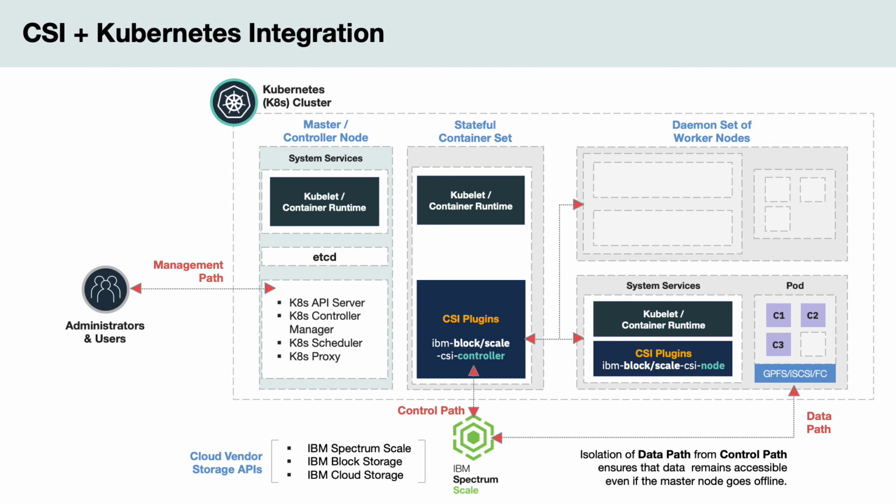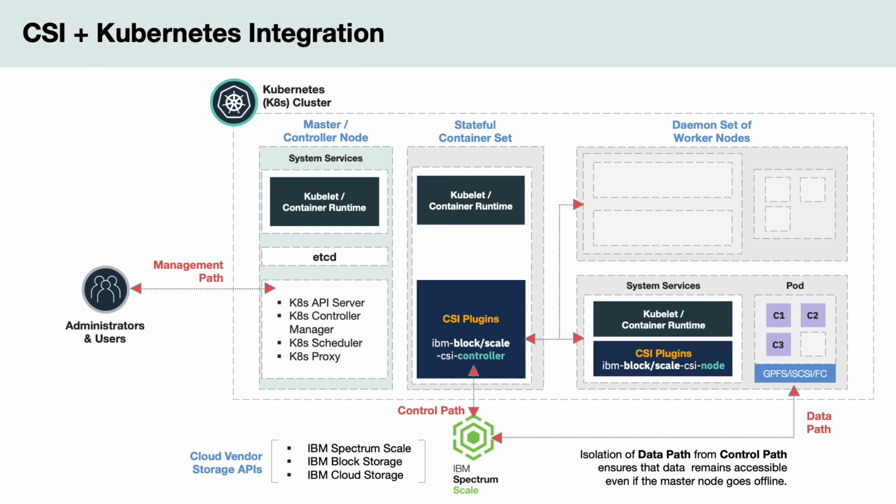Instead, in essence, what we achieve is isolation of the data path from the control path, which ensures that the data remains accessible on the worker nodes, even if that master node should go offline, and it also reduces risk and exposure to those worker nodes from the users and administrators working under the management path.